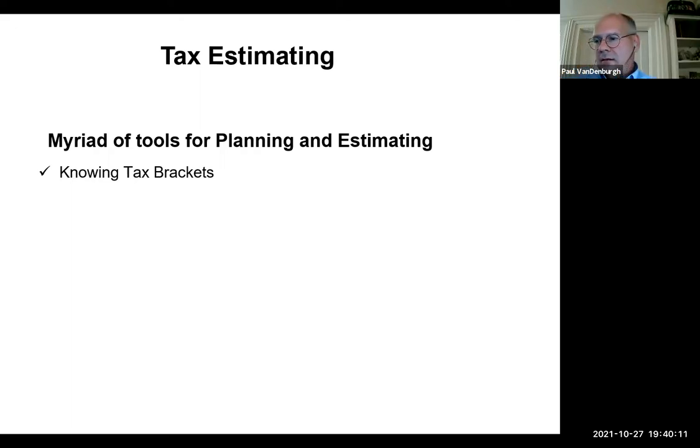Knowing tax brackets, I don't have a slide for this. I am honestly using my cheat sheet, okay? Married filing joint, the 12% tax bracket goes up to $81,050. So for an individual, there are no personal exemptions, so even if you have children, the standard deduction is not increased with personal exemptions.